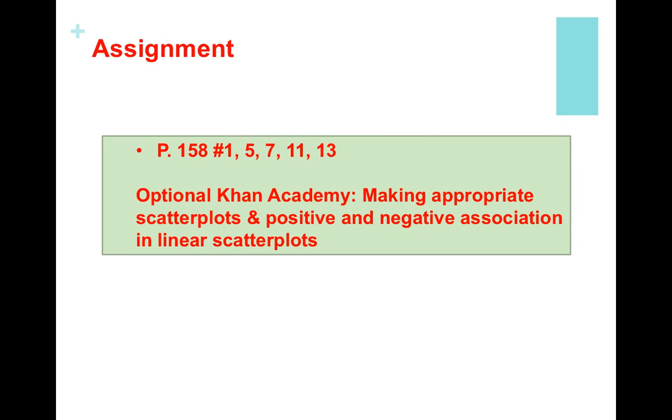So as far as scatter plots go, you guys have a few homework problems and then an optional Khan Academy if you would like some extra practice.